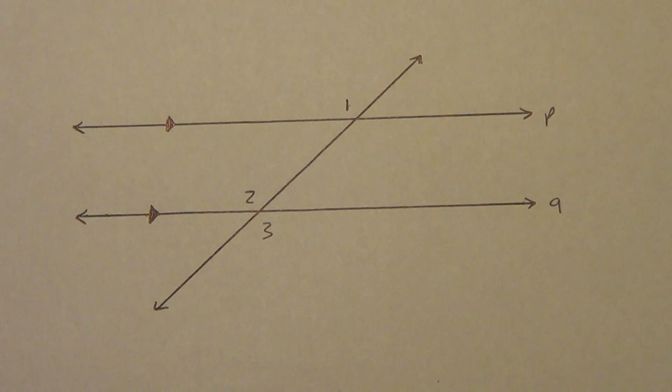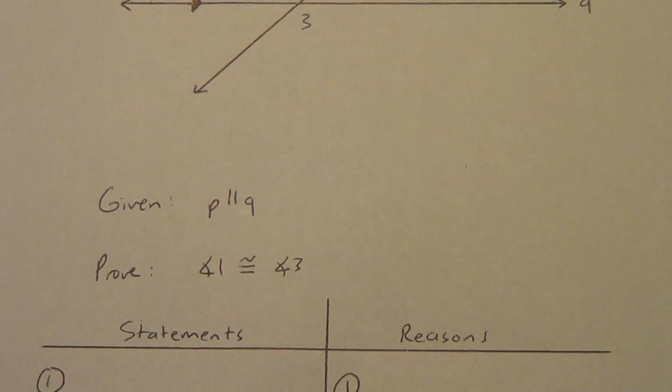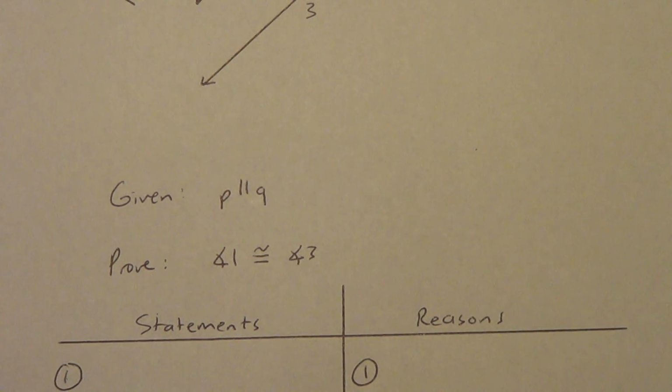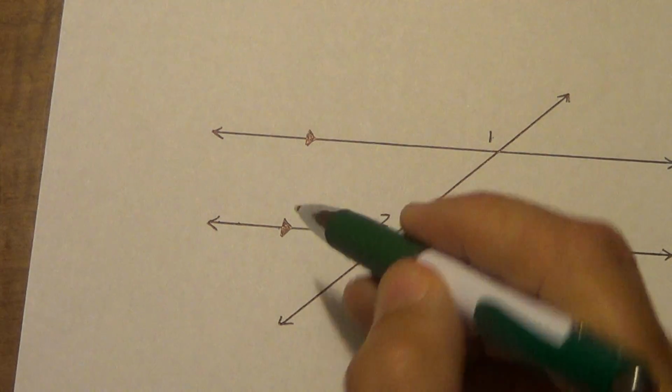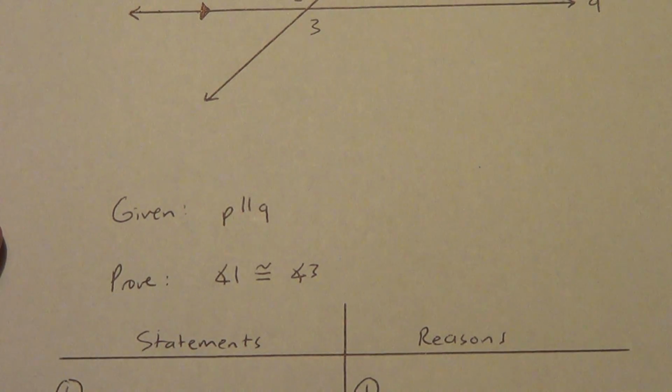All right, so get that picture. That's a P and a Q this time instead of an L and an M. Here's my given and what I'm trying to prove. P is parallel to Q is given. We got the shaded triangles here to say that. We're going to prove angle 1 is congruent to angle 3.